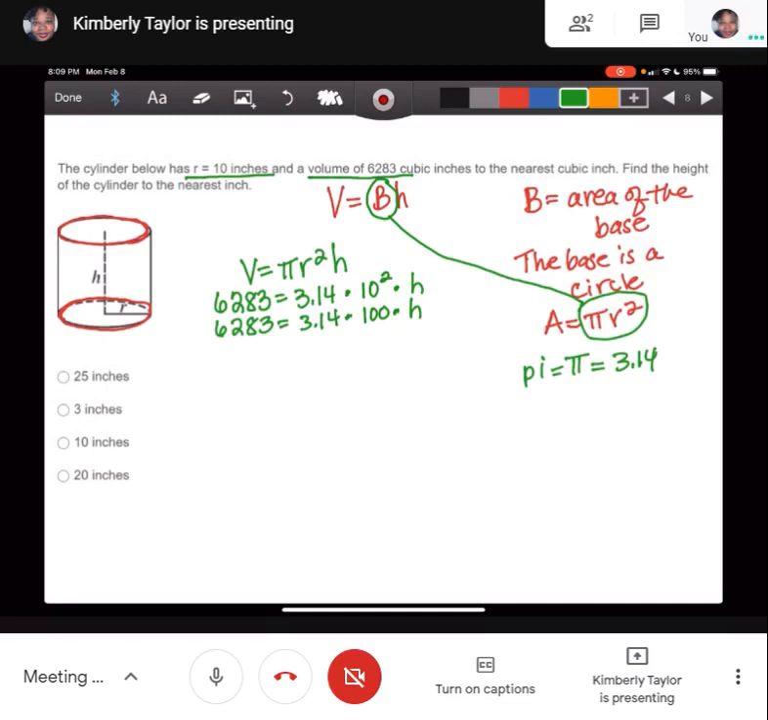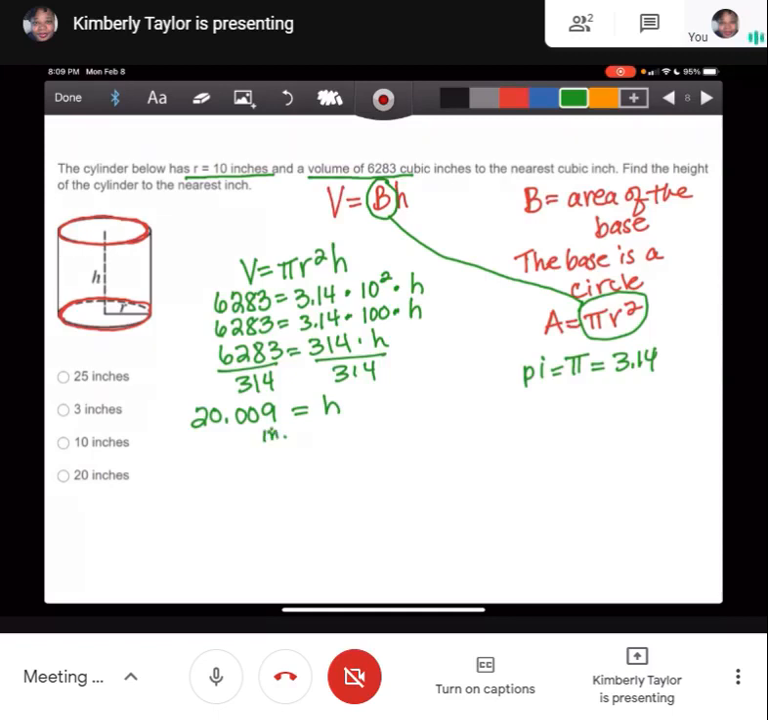So now we have 6,283 equals 314 times the height. Divide both sides by 314. And I hope they allow you to use a calculator. And this comes out to be 20.009. And in this case, it's going to be inches.